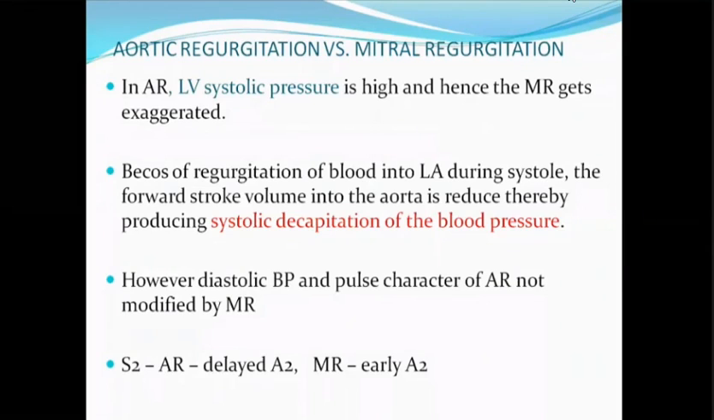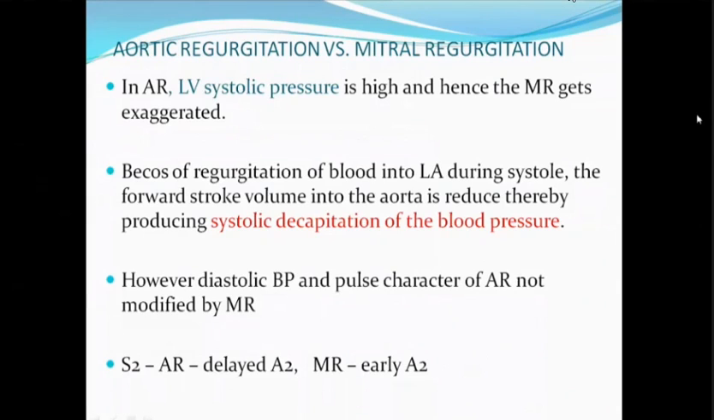The fourth one is aortic regurgitation versus mitral regurgitation. So if a patient presents with both these combined lesions, AR with MR, then how to decide which valve is predominant? In aortic regurgitation, LV systolic pressure is high and hence the mitral regurgitation gets exaggerated. Because of regurgitation of blood into the left atrium during systole, the forward stroke volume into the aorta is reduced, thereby producing systolic decapitation of the blood pressure.